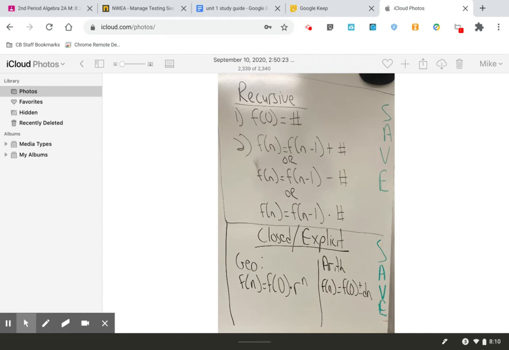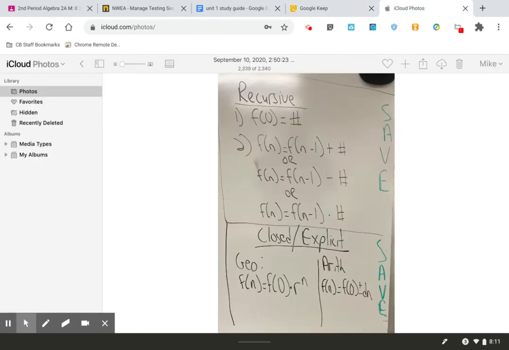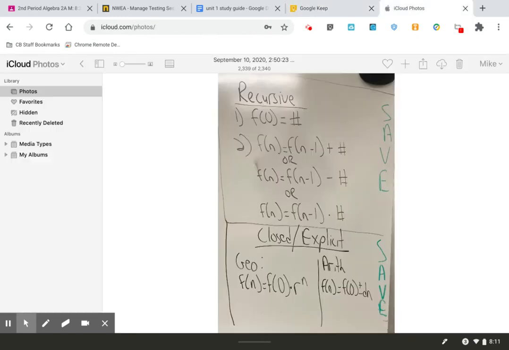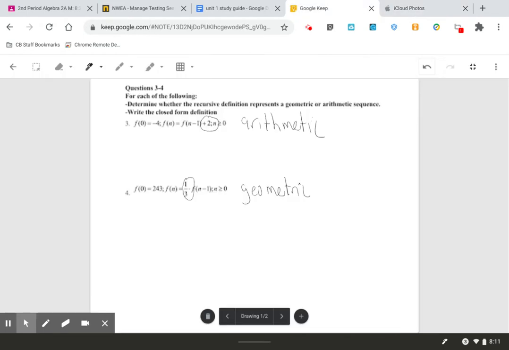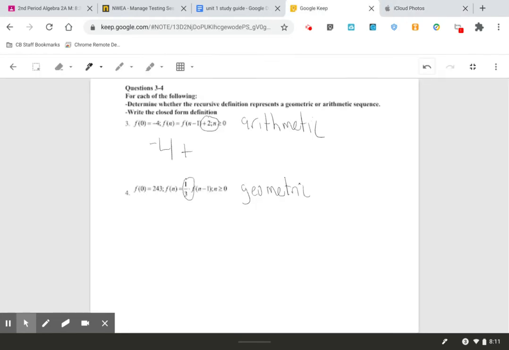So for the arithmetic sequence for number 3, it's going to be f of 0 plus or minus, in this case plus because we're adding, d times n. So f of 0 is going to be the number we put in there. That's our starting term, which in this case is -4. We already said it's going to be plus because we're going to add. And then our common difference in this case is 2 because that's what we're adding each time. So my closed form is going to be -4 plus 2n.